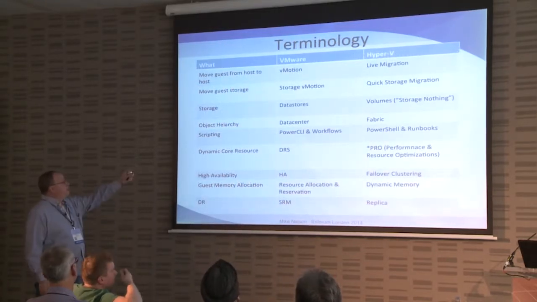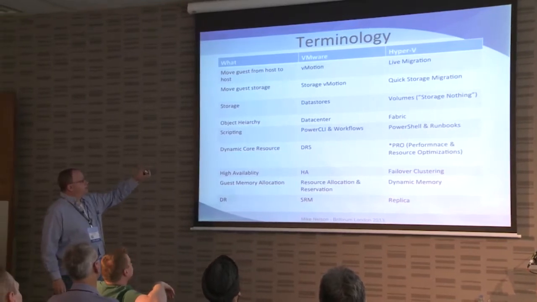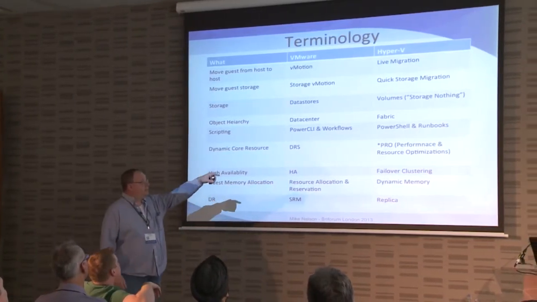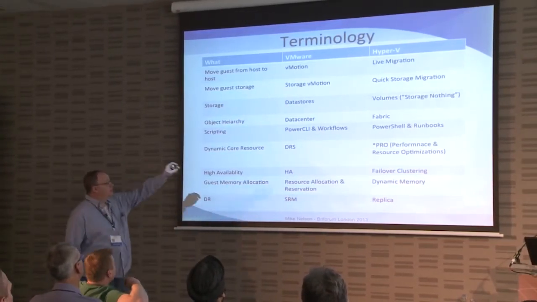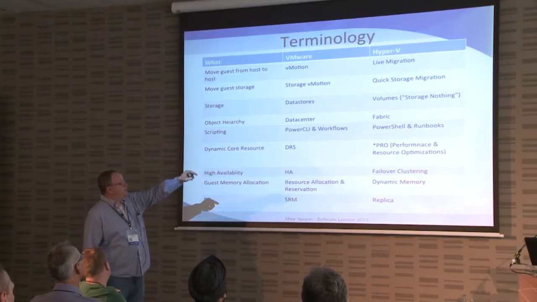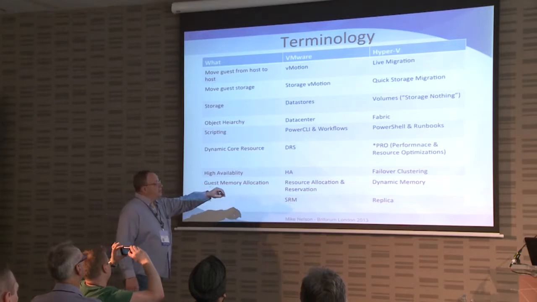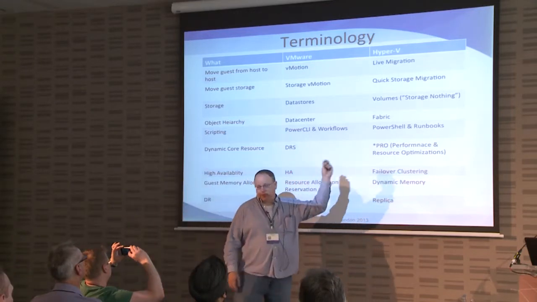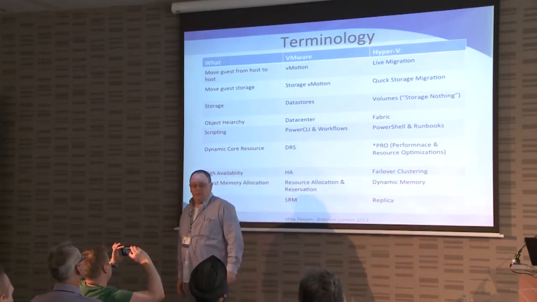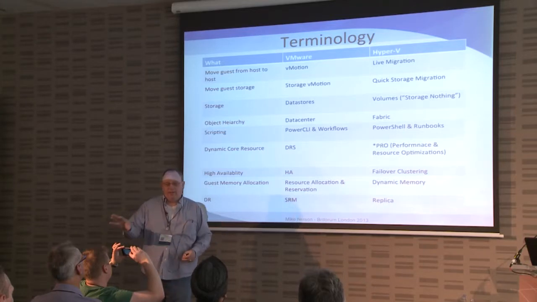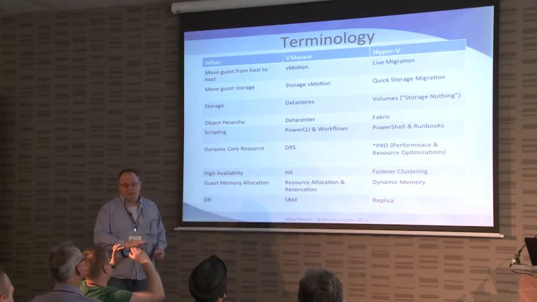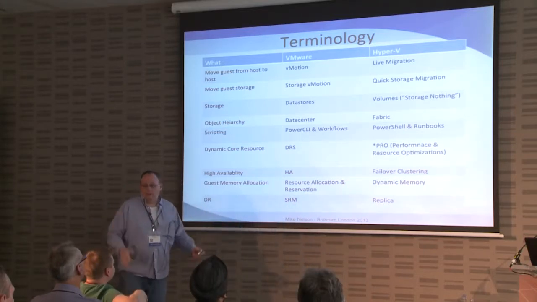So some of the terminology differences you should know about: move guests from host, so they call it vMotion. Hyper-V calls it live migration, guest storage, so on and so forth. Quick storage migration, data stores and volumes. Microsoft is pushing this shared-nothing storage now, which means you don't have to have anything shared, and you can have a USB. You can put everything on a USB stick if you want.